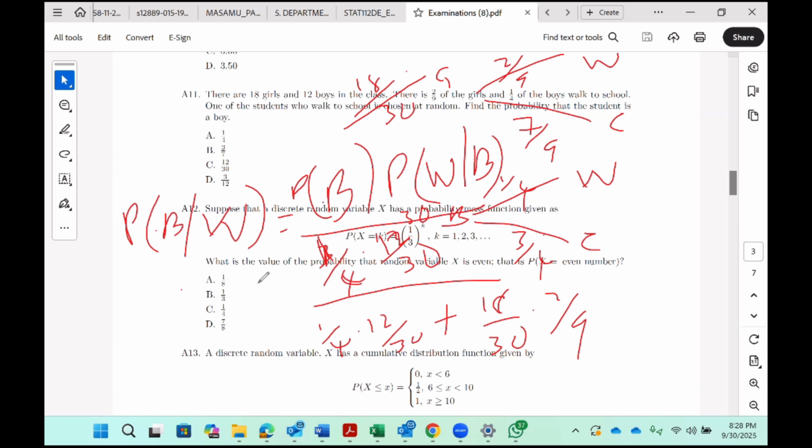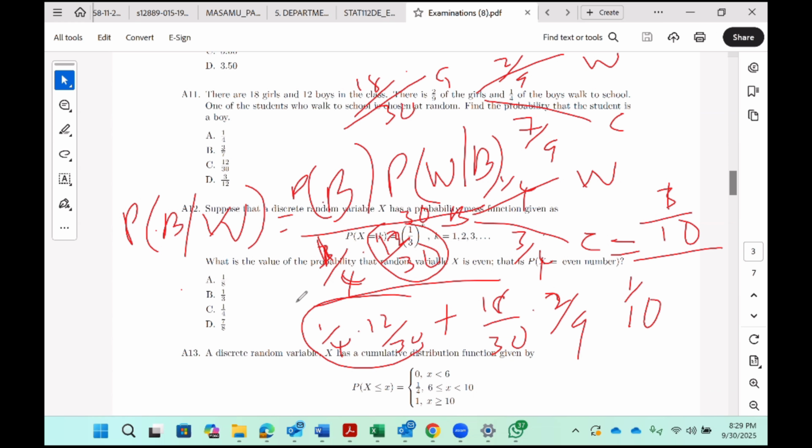So your numerator is 1 over 4 times 12 over 30. The probability that he's a boy is 12 over 30. The probability that he walked to school, given that he's a boy, is 1 over 4. Then the denominator is 1 over 4 times 12 over 30 plus 18 over 30 times 2 over 9. So when you do that, the numerator gives 1 over 10, and this also gives me 1 over 10.